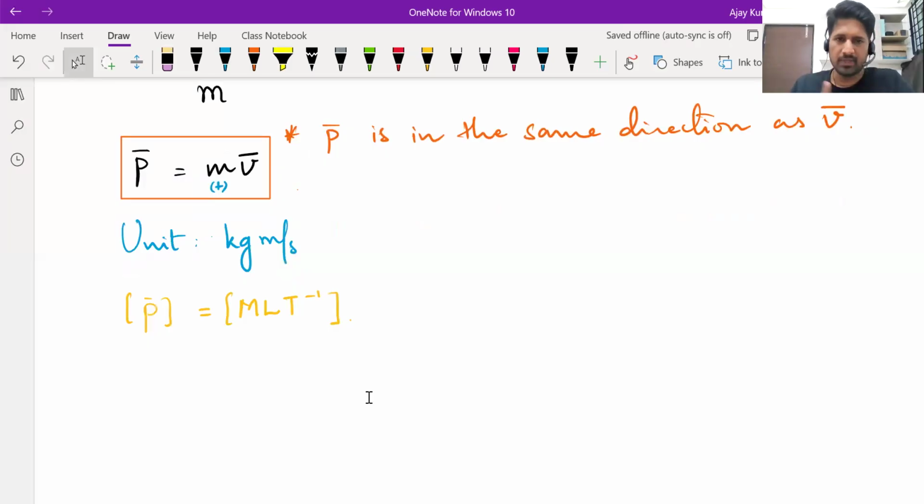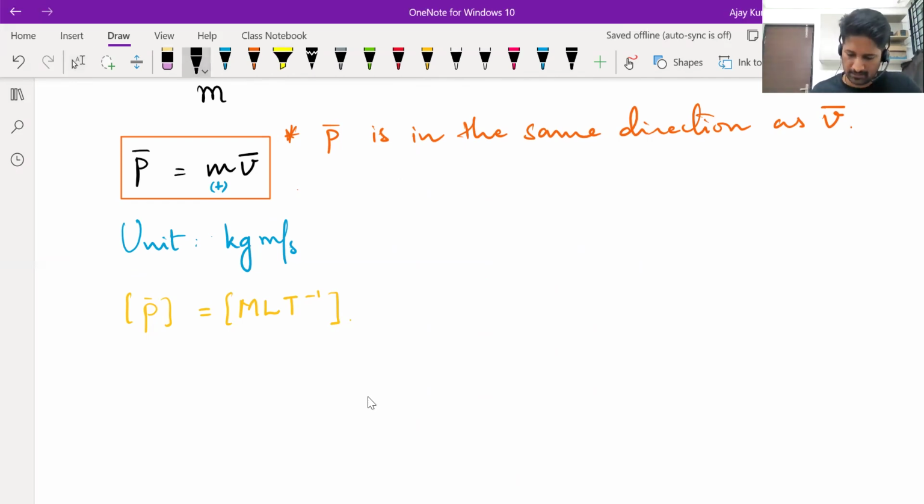Now see, this formula P = mv can be used when you are sure that the entire mass m moves with the same velocity v. It's quite possible that different parts of a system move with different velocities. For example, you can consider a person as a system. It's not necessary that every part of the person moves in the same manner. For example, I am moving my hands, but my entire body is not moving in the same way in which my hands are moving, right? So it's quite possible that different parts of a system move with different velocities.